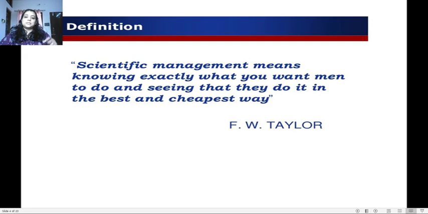Scientific management says it means knowing exactly what men need to do, and seeing how they are doing that particular work in the best and cheapest way. That means scientific management is just an observation of how well we can make employees work, and which is the good method that will be easy and also cheapest.